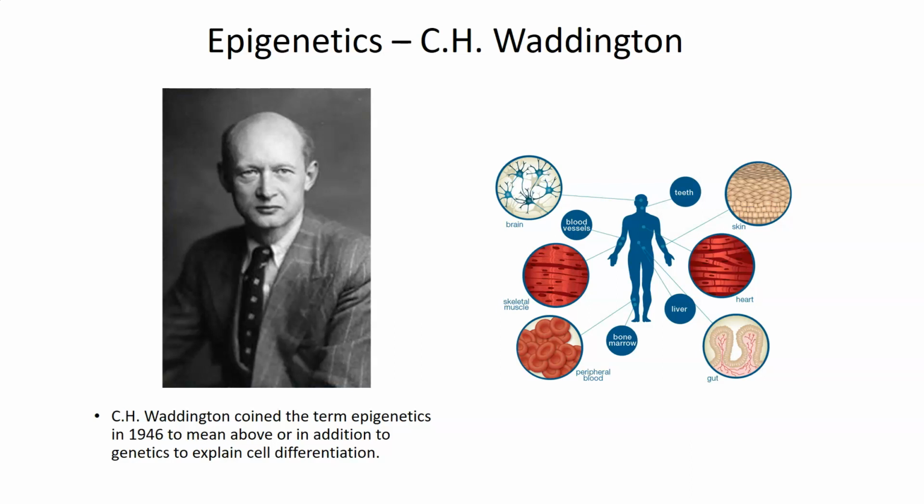So he supposed that since all cells had the same genetic material, there must be something happening above the level of genetics to cause this differentiation, or at least contribute to it. So he coined the term epigenetics. Epi means above. He defined epigenetics as some factor that's acting above the level of genetics during cell differentiation in development.